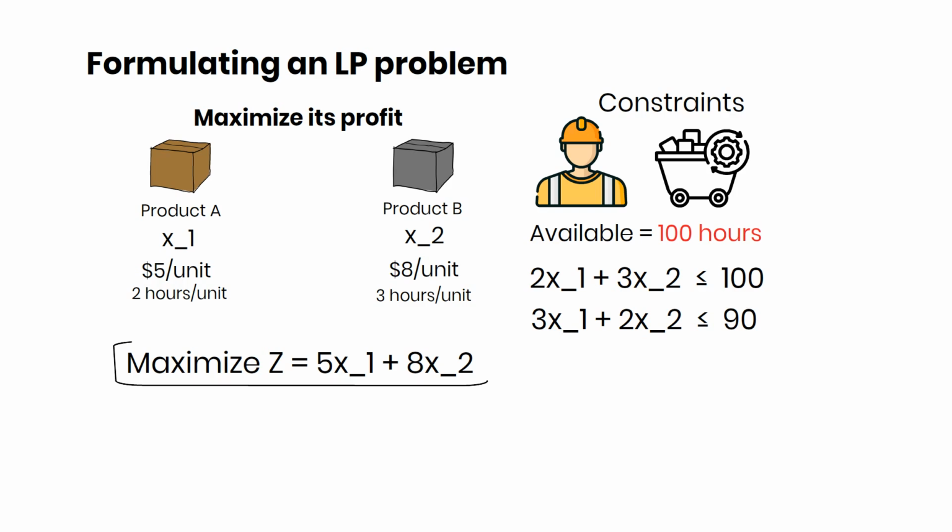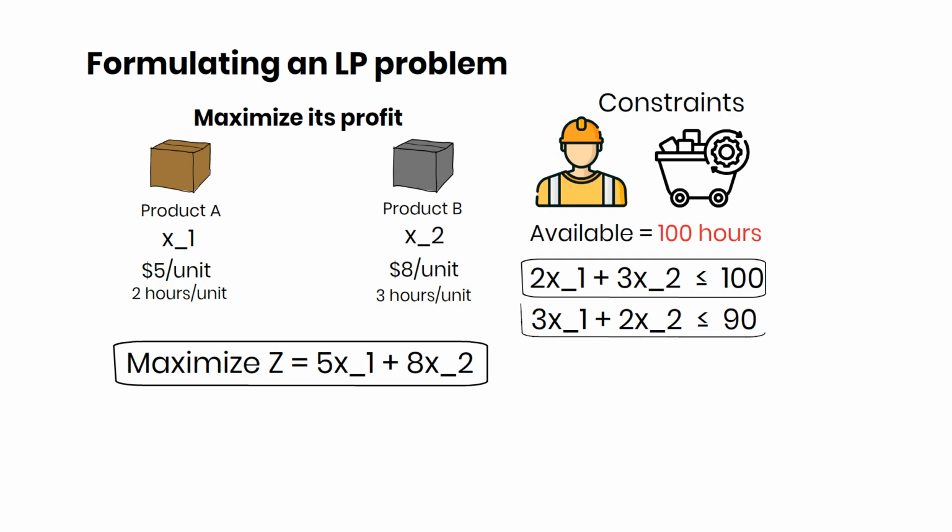Maximize Z equals 5x1 plus 8x2. Subject to 2x1 plus 3x2 is less than or equal to 100. 3x1 plus 2x2 is less than or equal to 90. x1 is greater than or equal to 0, and x2 is greater than or equal to 0.